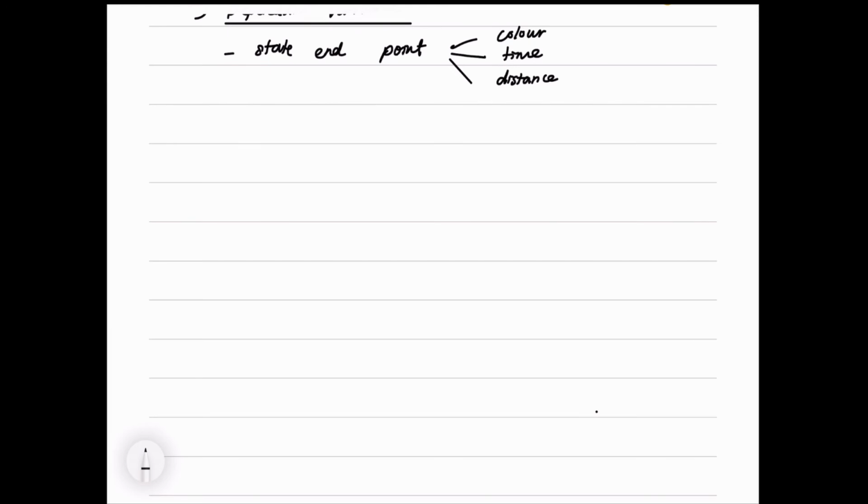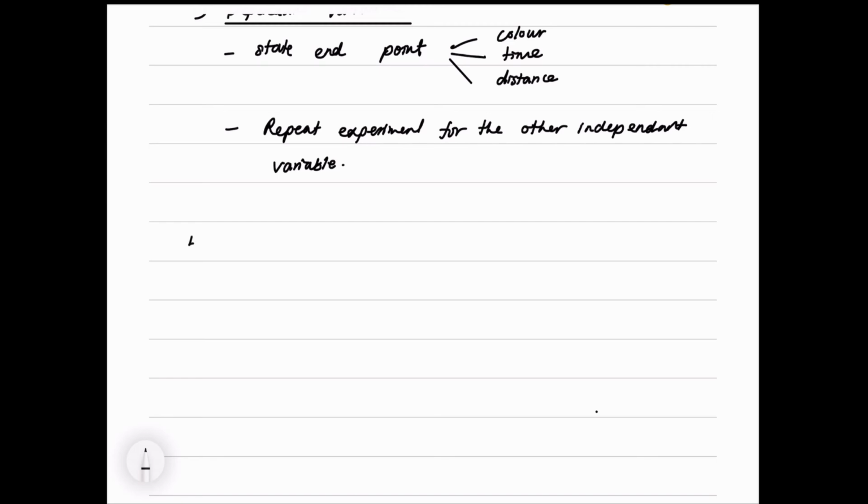At the end of the experiment, do not forget to mention that repeat the experiment for the other independent variables. So if you have 5 different concentrations, you would mention that repeat the experiment for the concentration 2, 3, 4, and 5.